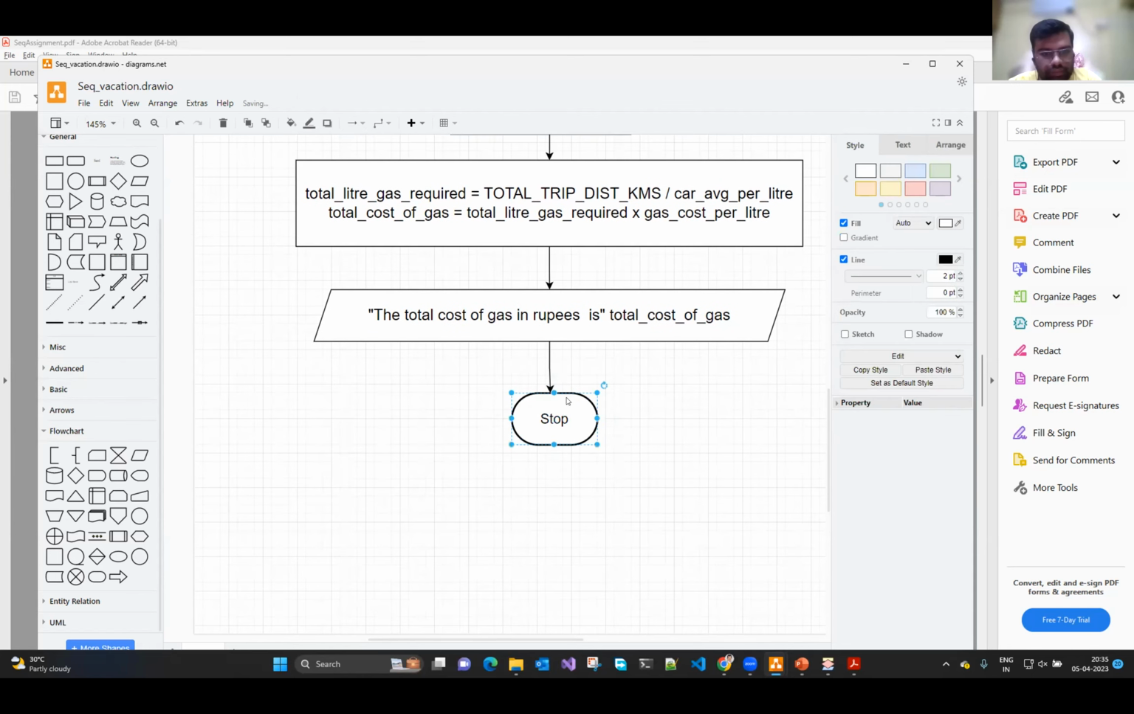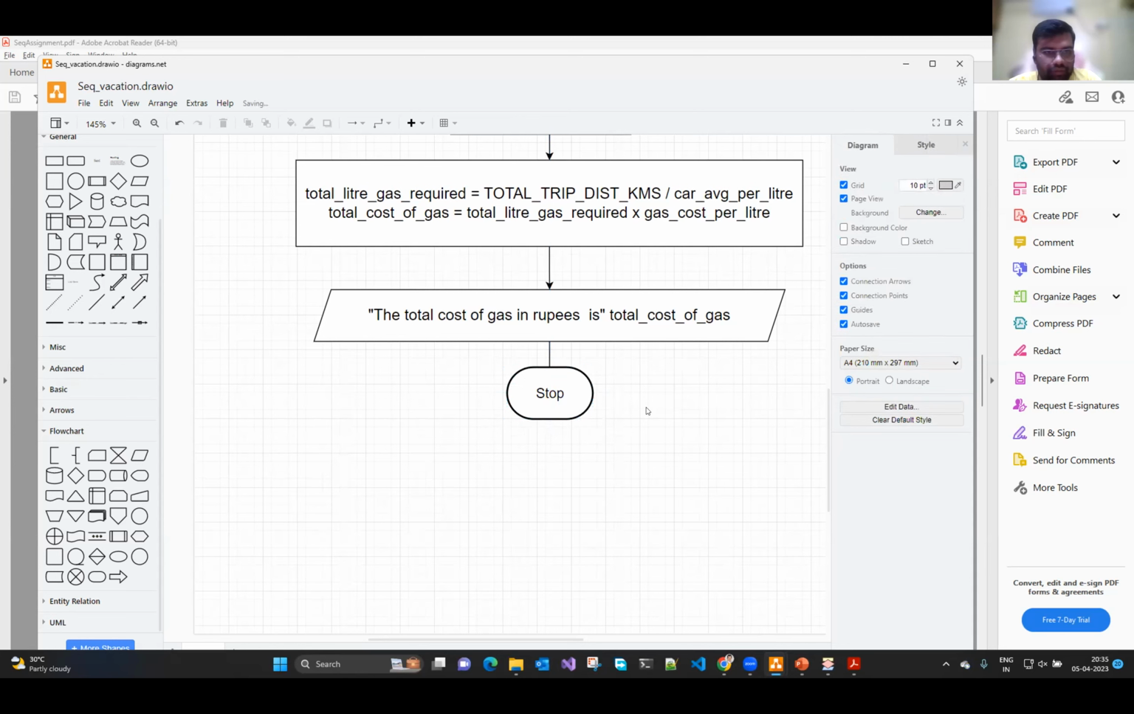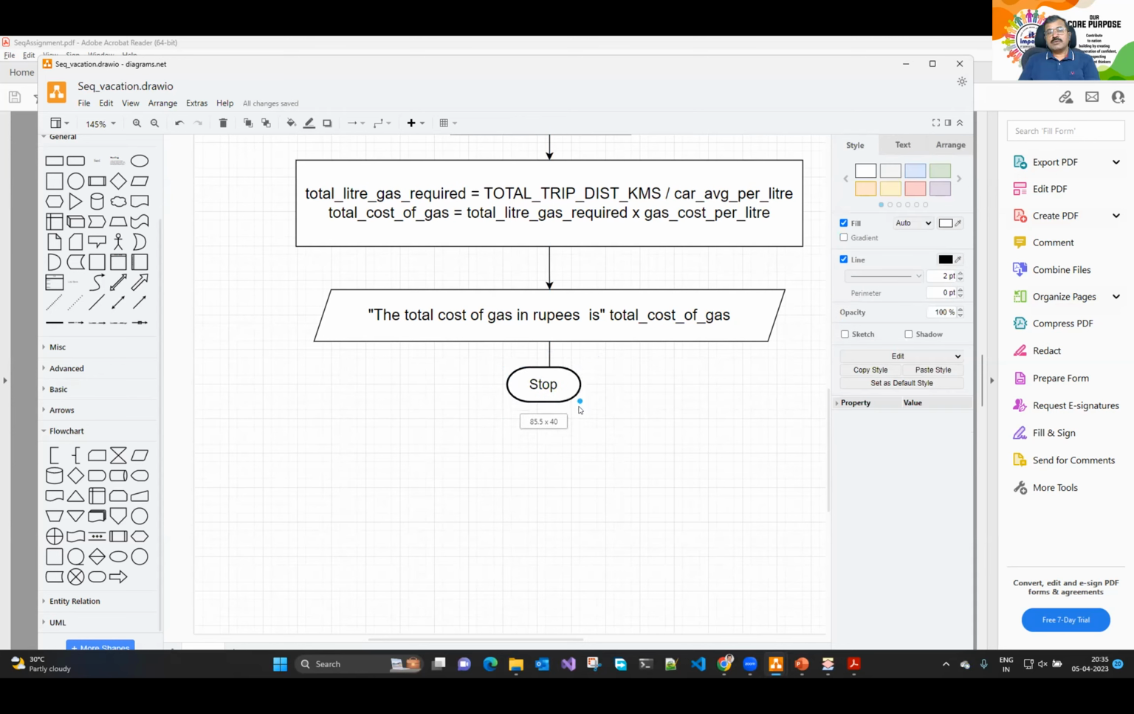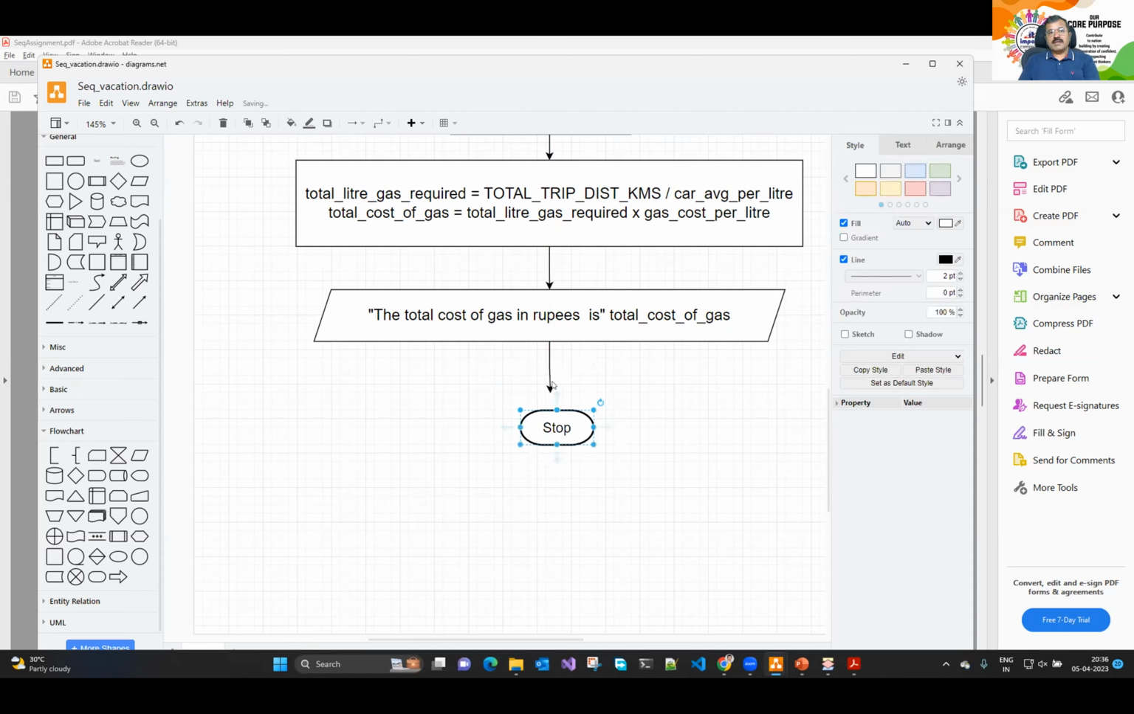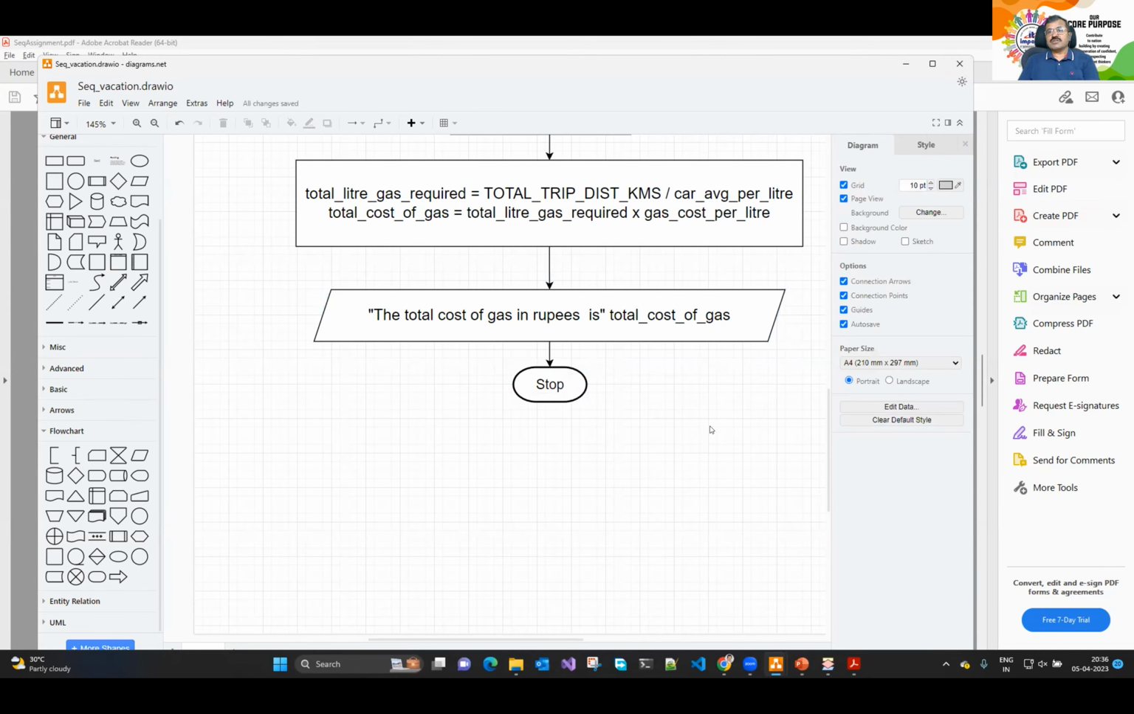Sir, is it compulsory to keep stop in capital? Is it compulsory to write stop in capital letters? It is definitely compulsory to say stop, 101%. The reason is that for programs, we said every program should have one start and one stop. You start somewhere and end at some stage. It should not be a lifeline process.